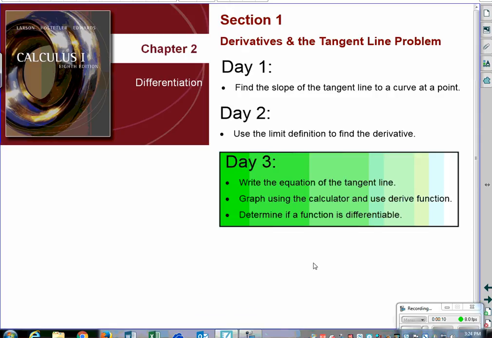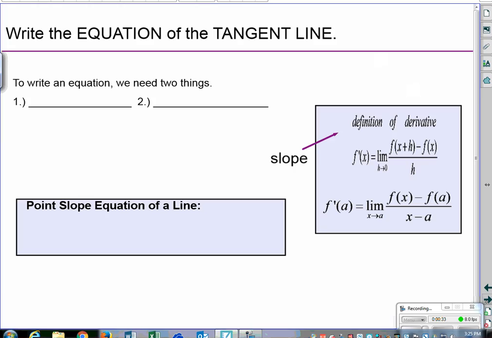Well, hello guys. Let's look at Chapter 2, Section 1, Day 3. In this video, I'm going to explain how to write the equation of a tangent line. Also, let's look at how to use our graphing calculator and the derivative function on it. Finally, we're going to look at what makes functions differentiable versus continuity. So things like that. Here we go.